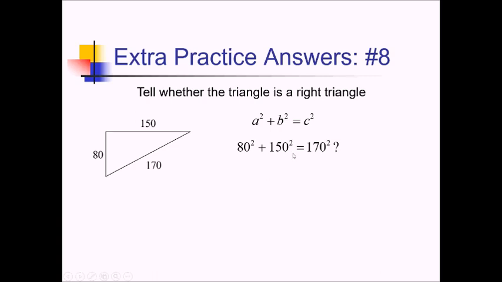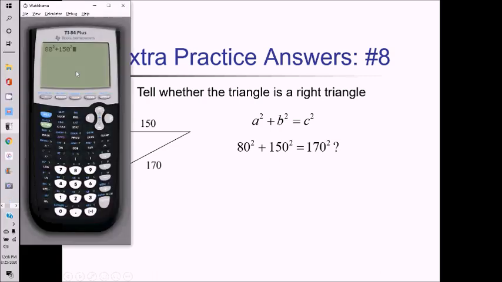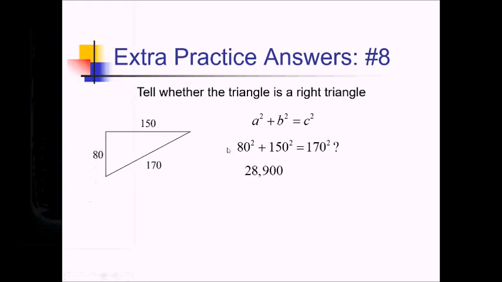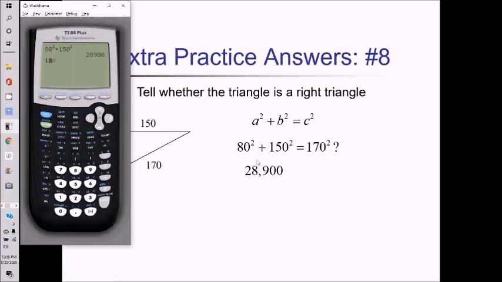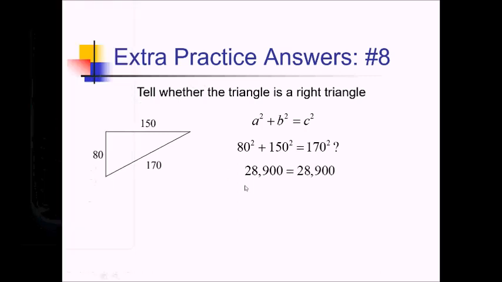Let's use the calculator to see what it all comes out to. So 80 squared plus 150 squared, that's going to be 28,900. And then how about 170 squared? 170 squared, let's see, that's going to come out to 28,900. Well, since those two sides are the same, that means that yes, this is a right triangle.